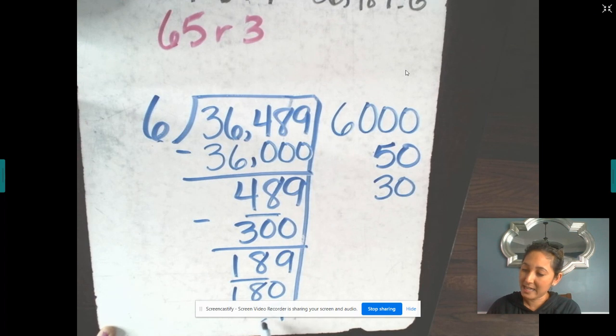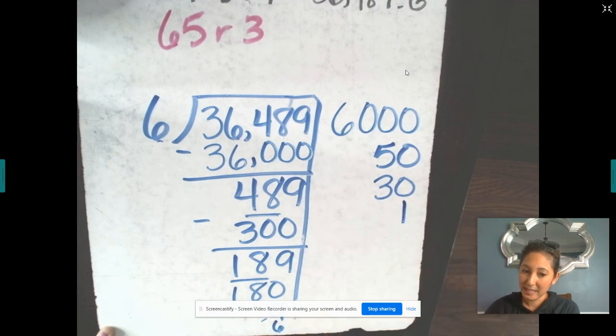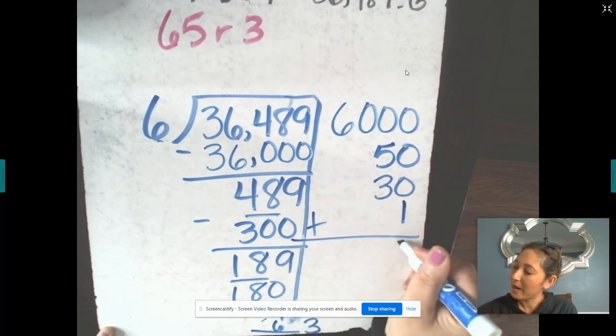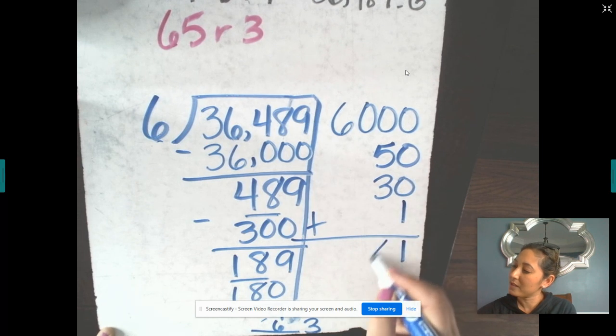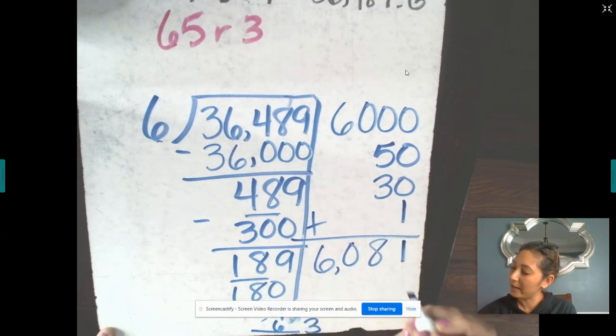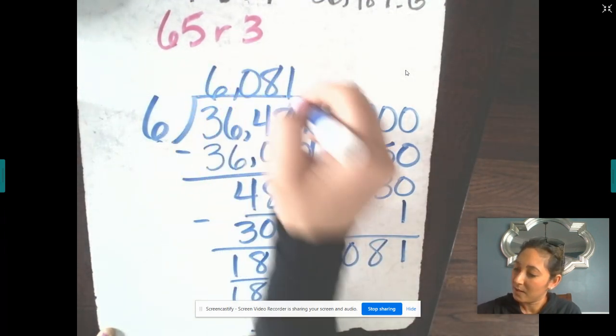And then 9 divided by 6, I can just do, let's see, 1. 6 times 1 equals 6. And then 9 minus 6 equals 3. So I have a remainder of 3 down there. Okay, so I'm going to add my partial quotients together, and that gives me 6,081, remainder 3.